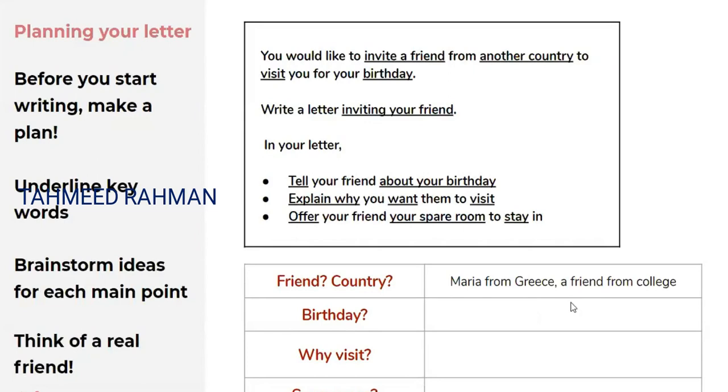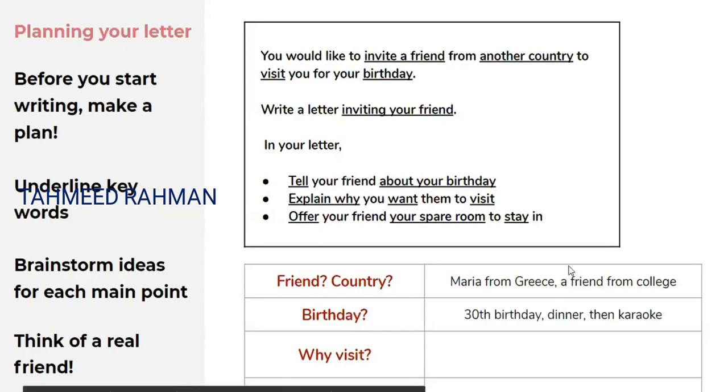So, like in this letter, I'll choose my friend Maria from Greece, who is a friend from college, from the university that I went to. We studied together, but we haven't met each other for a while. And it's my 30th birthday. So we are planning for dinner and then karaoke. Karaoke is where you sing songs after the birthday party.